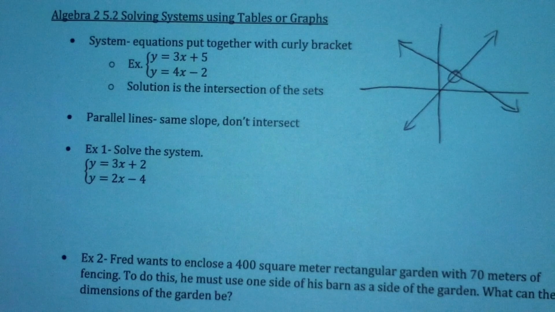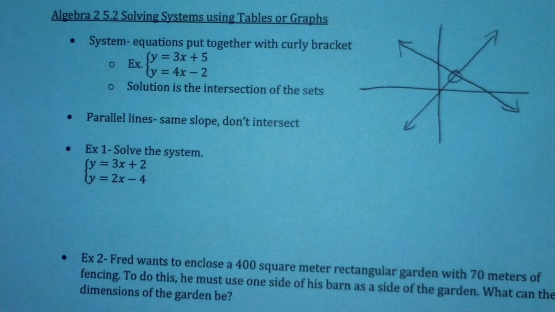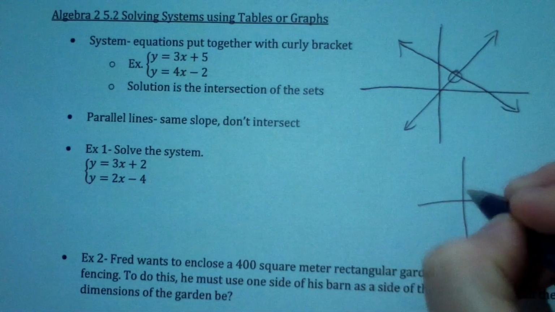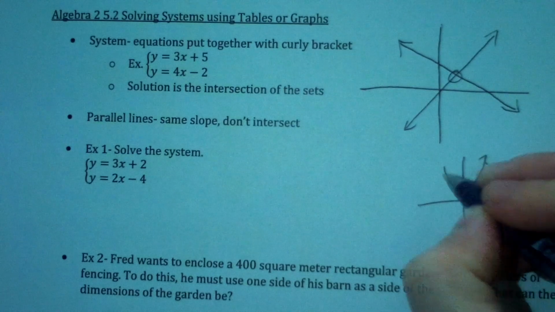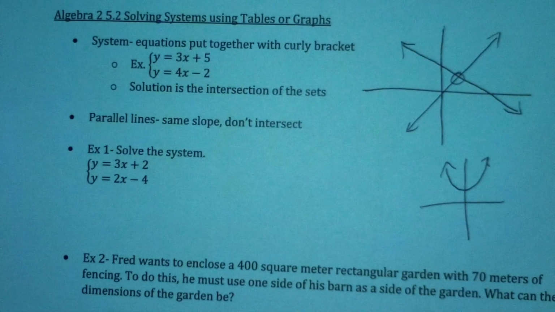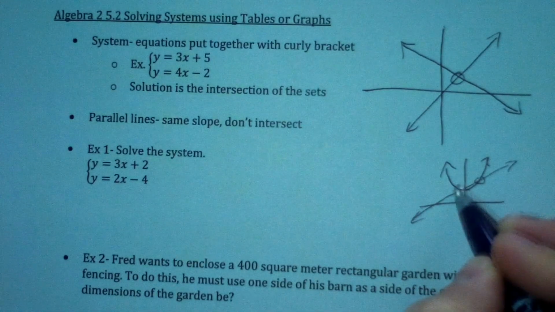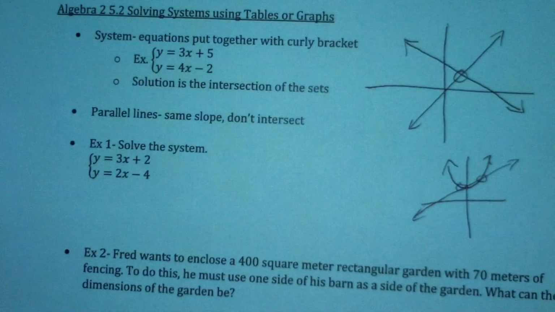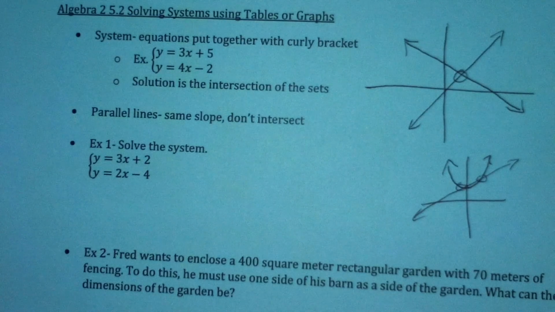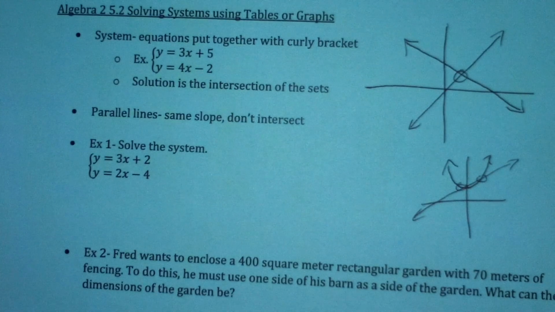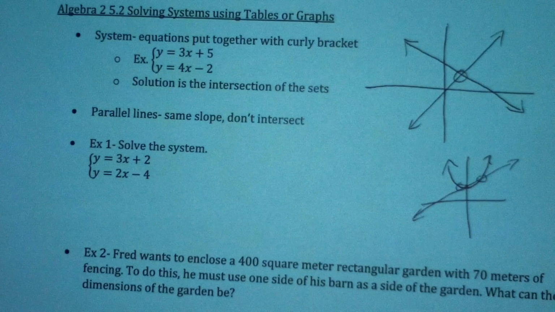You might also have a different style of graph, maybe a parabola type graph, and then a line cutting through there. In that case, you might have multiple solutions. Depending on the type of equation they give us, you could possibly have a couple different answers. And I think one of the examples we do today is kind of like that, where there's a couple different answers.